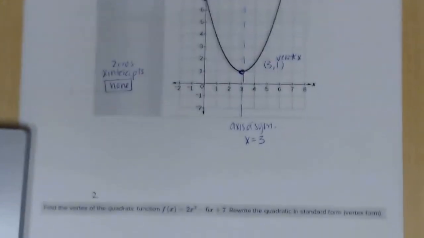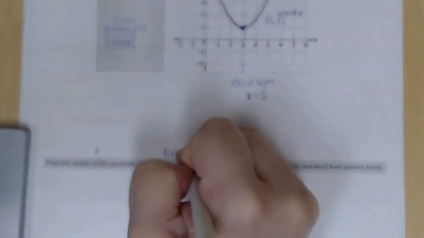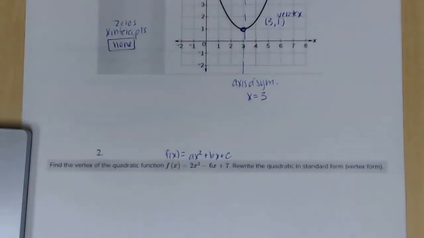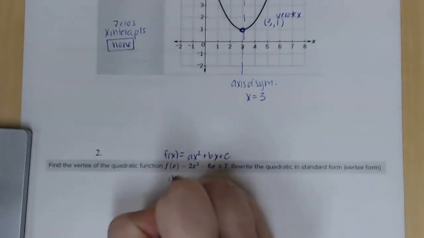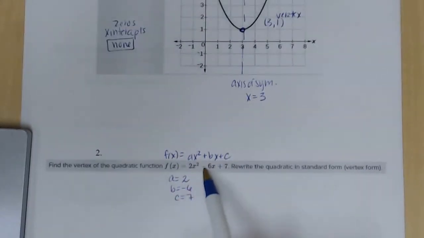Okay, next one, we're going to go a little bit more in depth with our vertex. It says find the vertex of the quadratic function. When you're looking at this quadratic function, you'll notice that this is in the form ax squared plus bx plus c. So the first thing you want to do is identify your a, b, and c. A is 2, b is negative 6, c is 7. Make sure you maintain that negative with the 6. When we do a, b, and c, it's just the coefficients in front of the variables. It does not include x squared or x. Just like what we were doing with the quadratic formula, we would identify our a, b, and c.